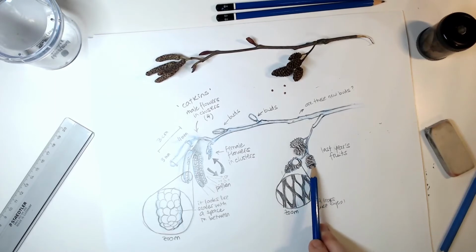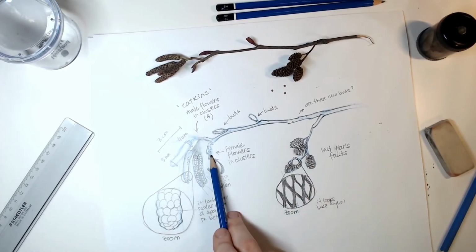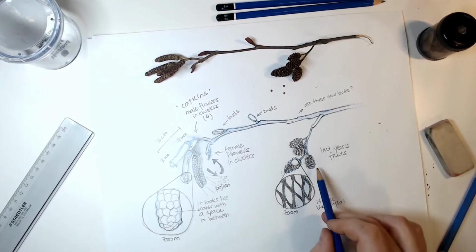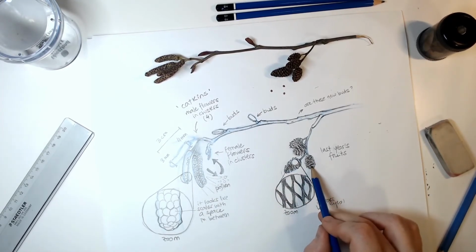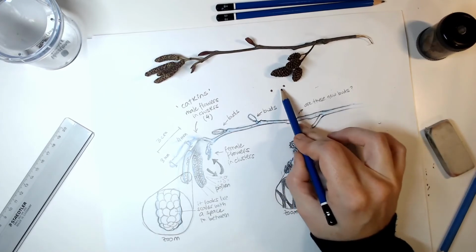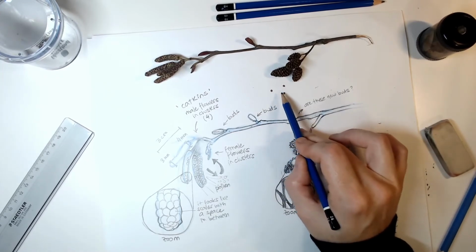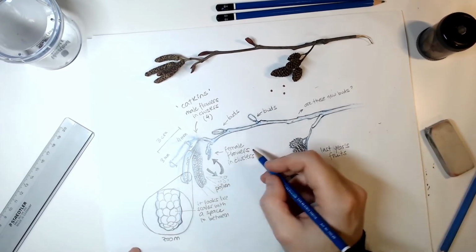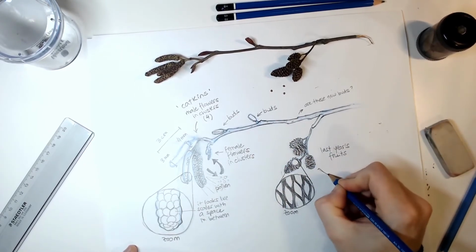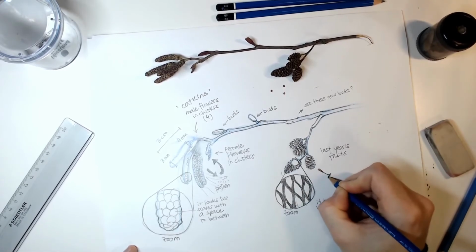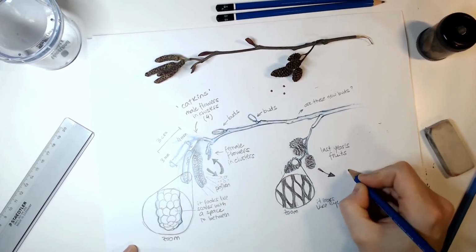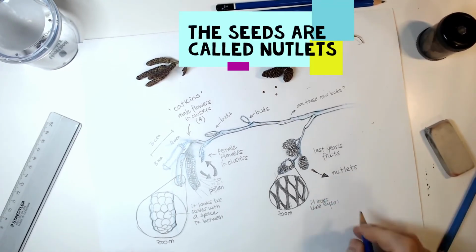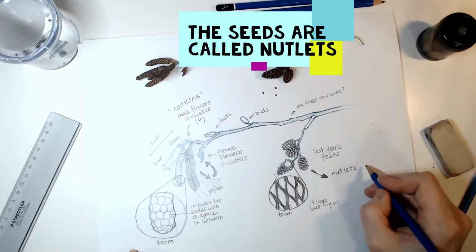So actually these ones last year were this, and this year what are these guys doing? Well, the last year's fruits are releasing these tiny, tiny seeds. And guess what these seeds are called? They release these tiny nutlets. These are the seeds.